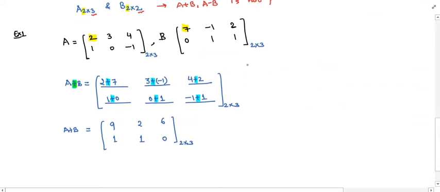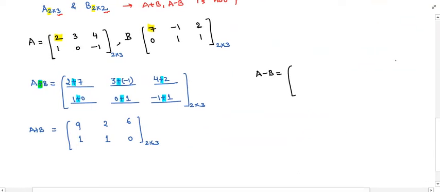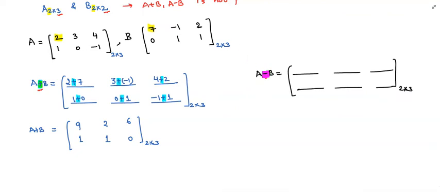Now, moving on to the next. If I want to find A minus B, what do you think it will be? Again, it will be a matrix of the same dimension, 2 by 3. It means we are looking for 2 rows and 3 columns. You can see the difference between these two: here the sign is plus, here the sign is minus. So we will again do this element-wise subtraction.